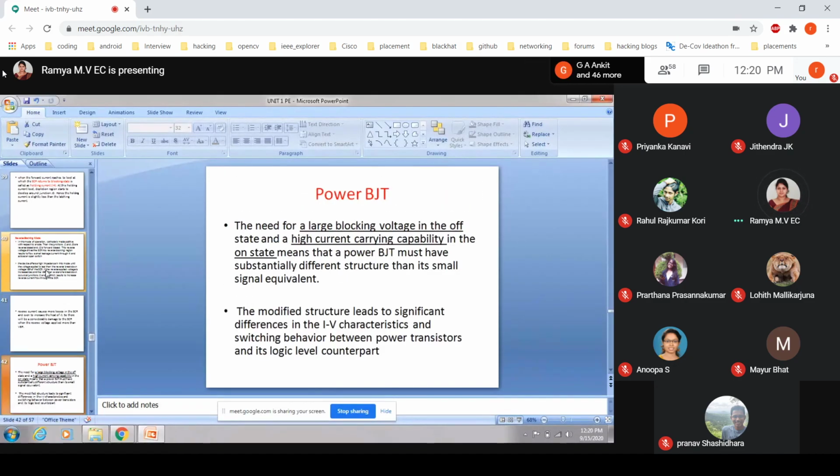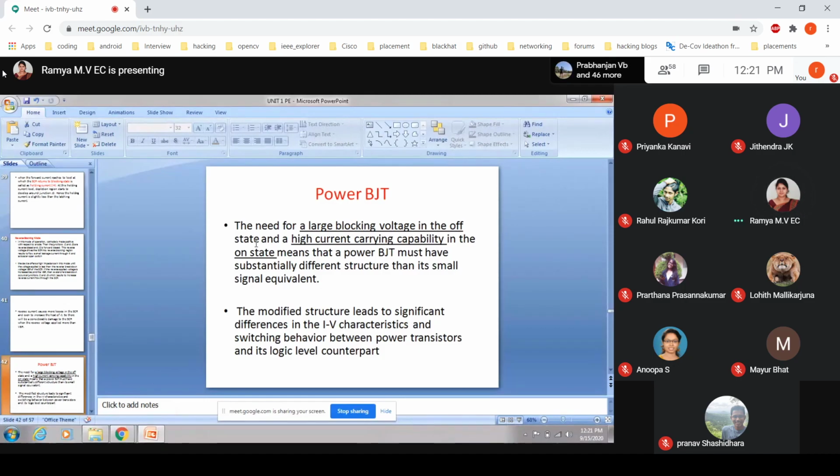Next, I'll come to the next device, the power BJT. We have an idea of the BJT. A BJT is a three-terminal device of two types, NPN and PNP. Suppose I want my BJT as a power device, then there is a need for a large blocking voltage in the off state. We know that.